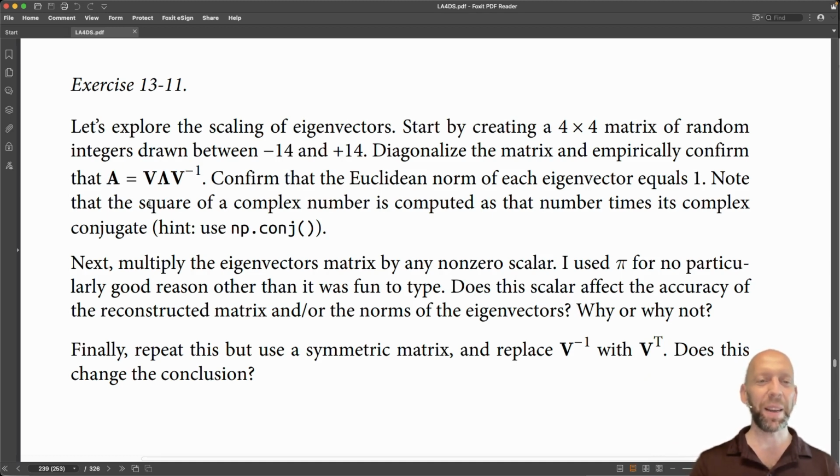Then you want to repeat exactly this, but use a symmetric matrix. And instead of using V inverse, you use V transpose. Of course, V transpose equals V inverse, so it's an interesting question whether it matters. Okay, now I will switch to Python. I'll show you my code solution, and we'll have a nice little discussion about this.